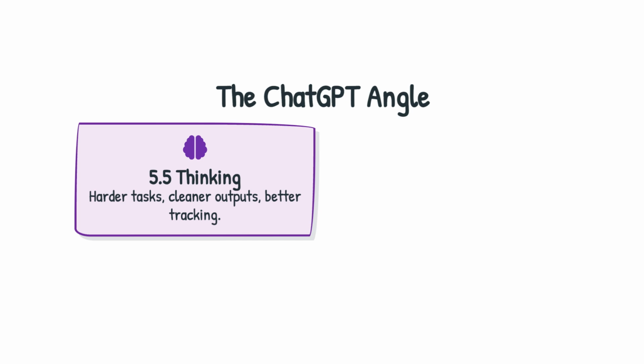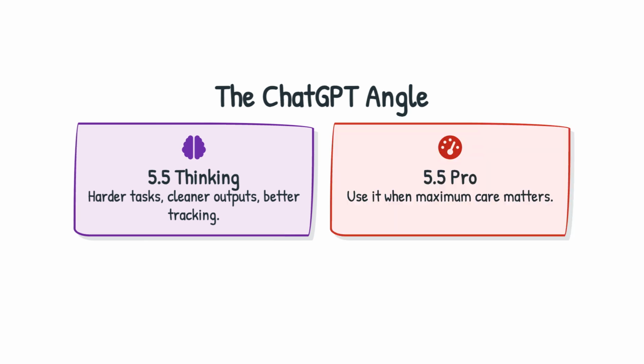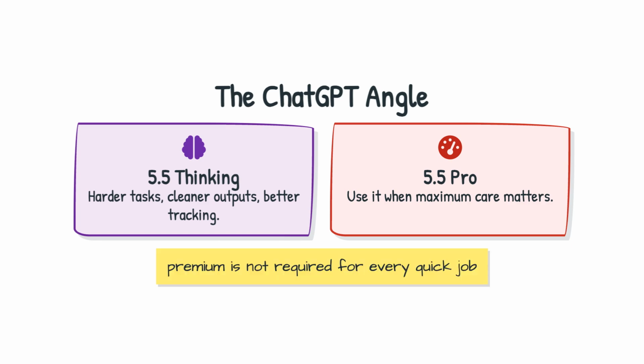There is also a ChatGPT angle. In ChatGPT, GPT 5.5 thinking is designed for harder tasks, with streamlined outputs and better tracking of what it has already done. GPT 5.5 Pro is the highest capability option for the hardest questions and long workflows. But the same rule applies. For everyday learning, writing, or quick help, you may not need premium every time.